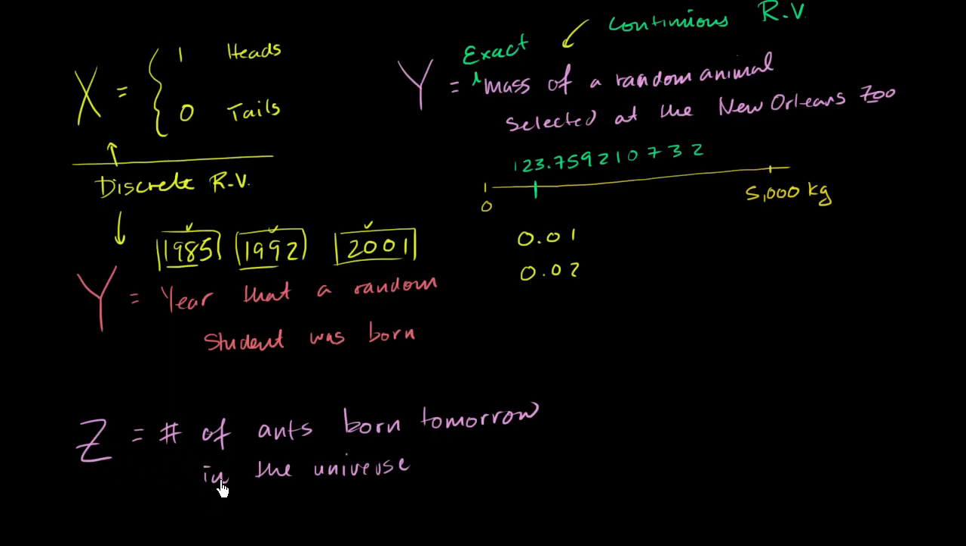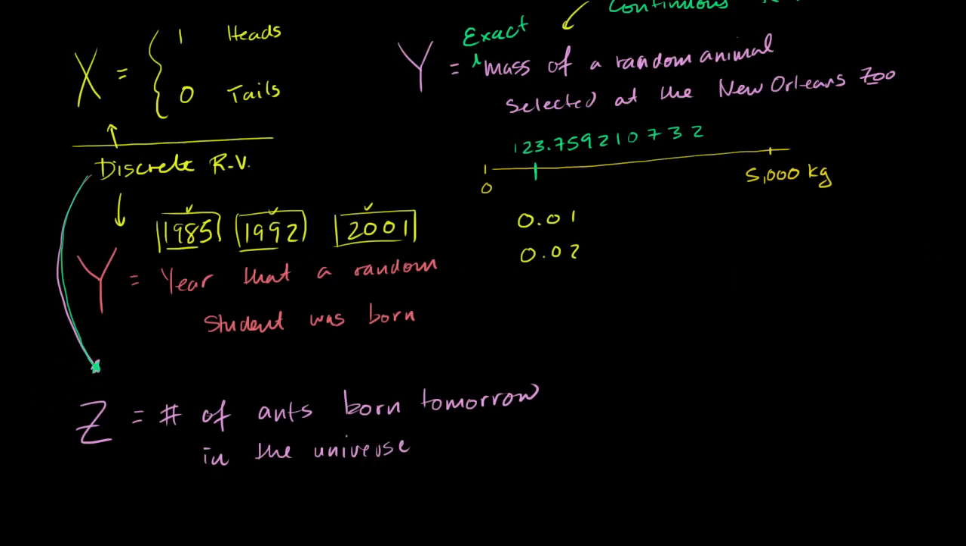Is this a discrete random variable or a continuous random variable? Well, once again, we can count the number of values this could take on. This could be 1, it could be 2, it could be 3, it could be 4, it could be 5 quadrillion ants, it could be 5 quadrillion and 1. We can actually count the values. Those values are discrete. So once again, this right over here is a discrete random variable.